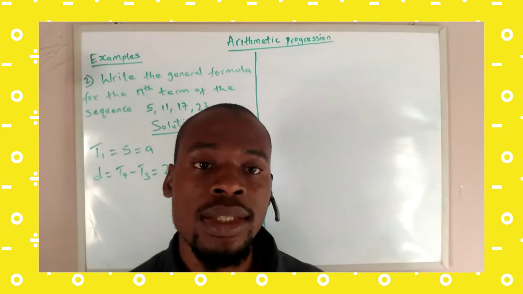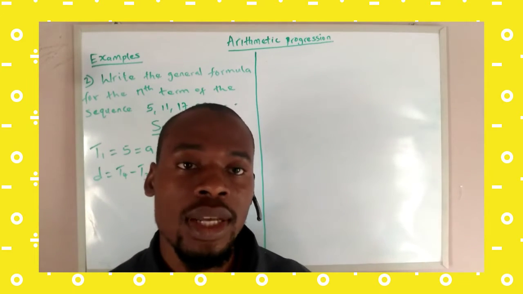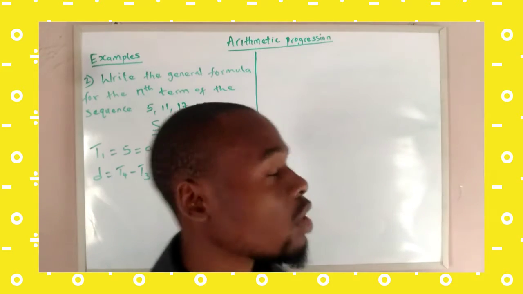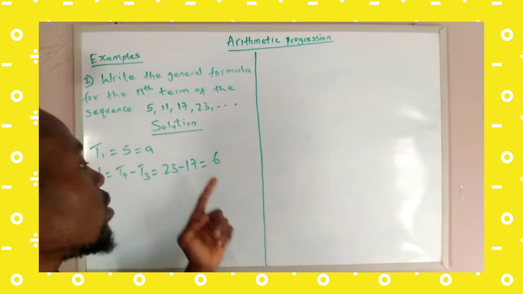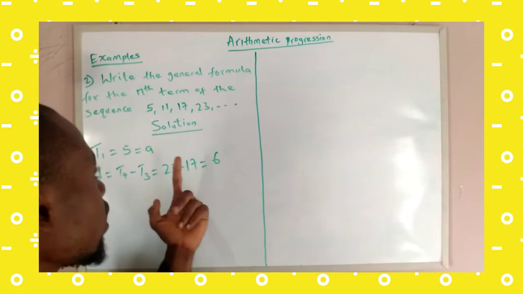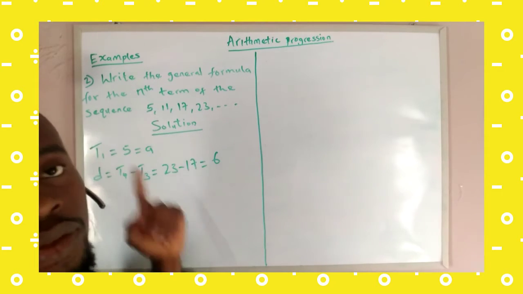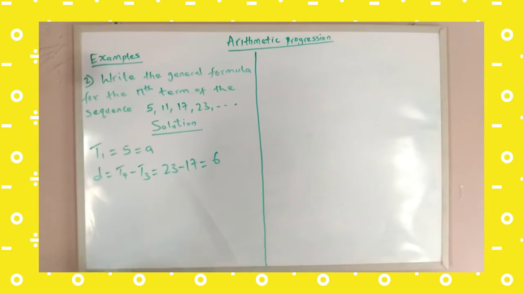Just make sure that you are using a term and its previous term. That is a term minus its previous term. For example, you might decide to use T3 minus T2. It will still give you 6. You might decide to use T2 minus T1. It will still give you 6. So let's continue.